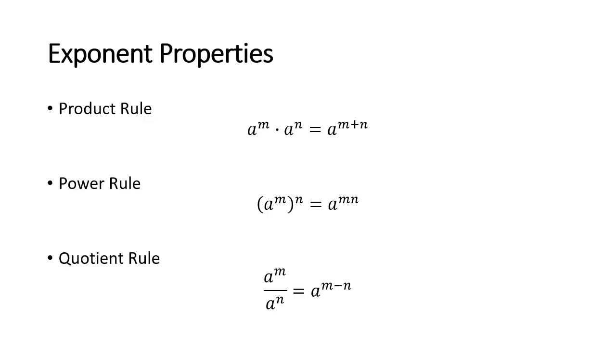Okay, there's such a thing as the product rule, where essentially if you're multiplying two exponents together, notice something very important here: this a and this a are the same. If you have something like x squared times x cubed, that would end up being x to the fifth because you add the exponents there.